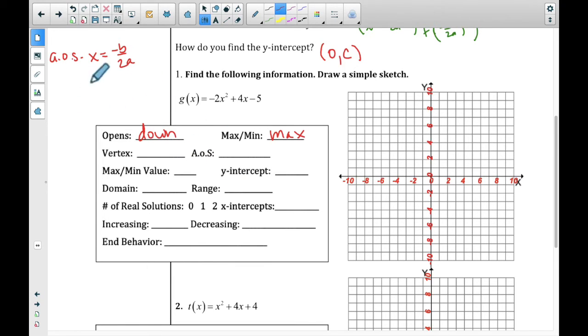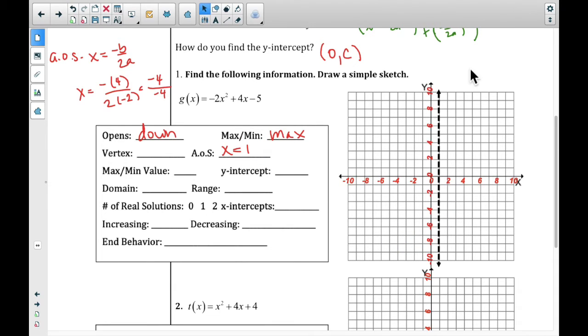So I'm going to come over here and do some scratch work to show you what the axis of symmetry is. I'm going to take x and set that equal to negative b over 2a. So I plugged in negative b, that's 4, over 2 times a, that's negative 2. And so it's negative 4 over negative 4, that's 1, right? So my axis of symmetry is x equals 1. I'm going to take a second and put that on my graph. Okay, so here's my axis of symmetry.